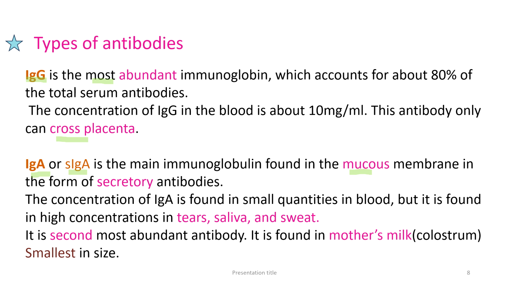The concentration of IgA is found in small quantities in blood, but it is found in high concentration in tears, saliva and sweat. It is the second most abundant antibody and it is found in mother's milk, colostrum. Okay, so the first milk of the mother is known as colostrum. So these antibodies also give passive immunity to newborn babies.